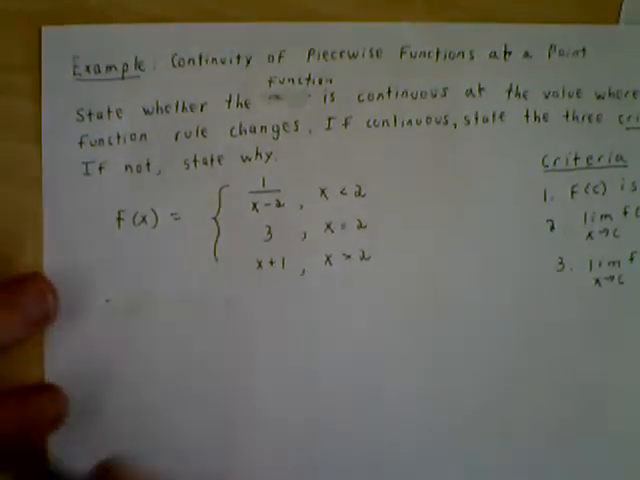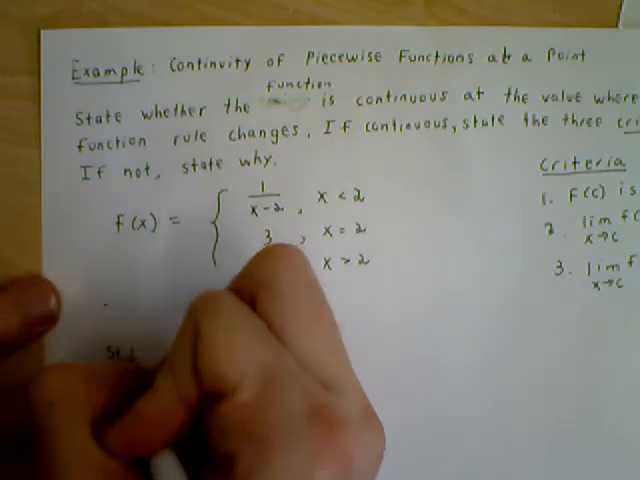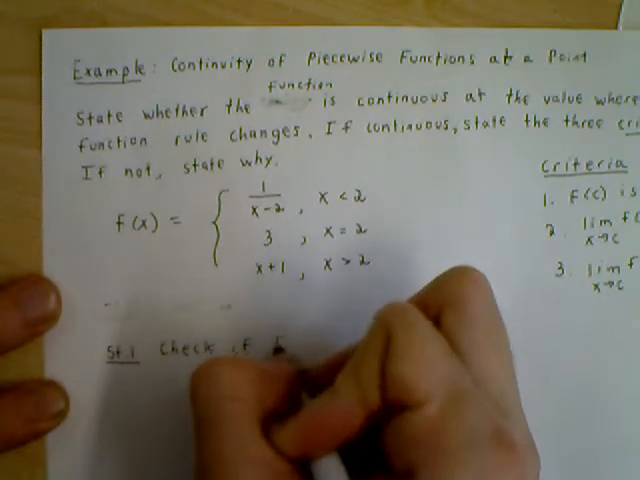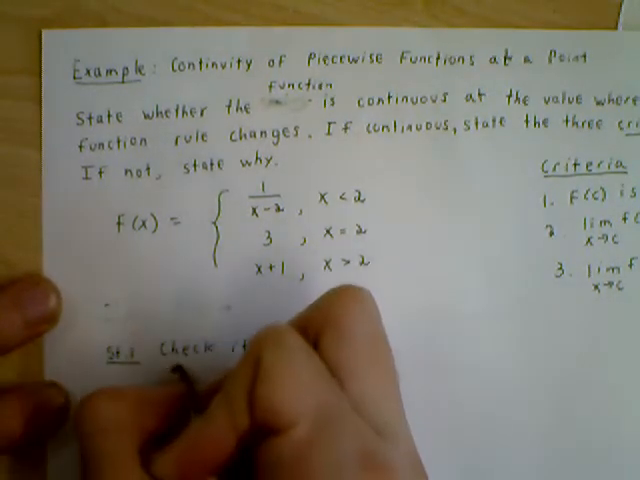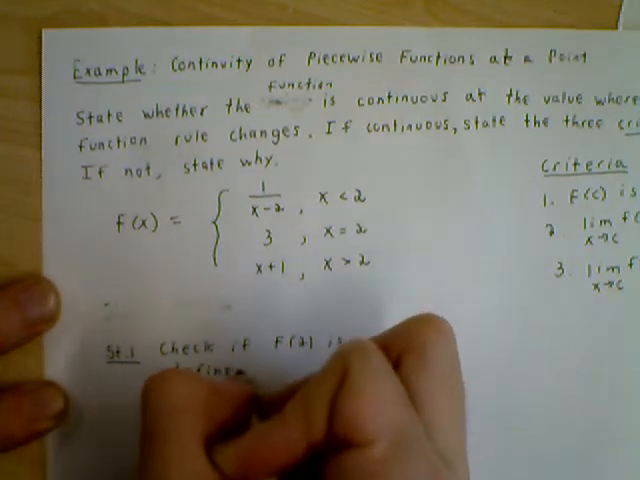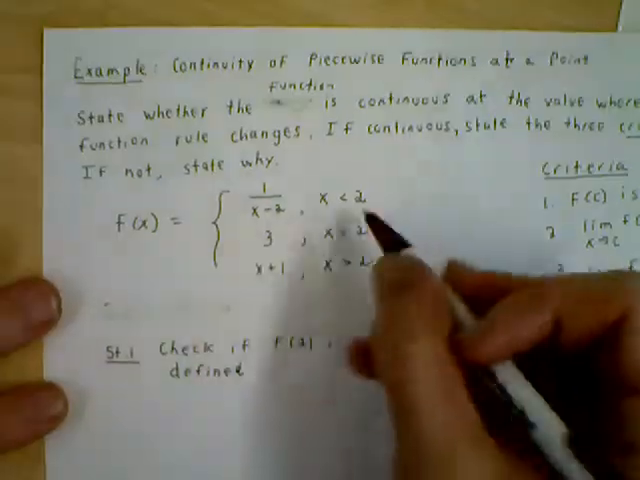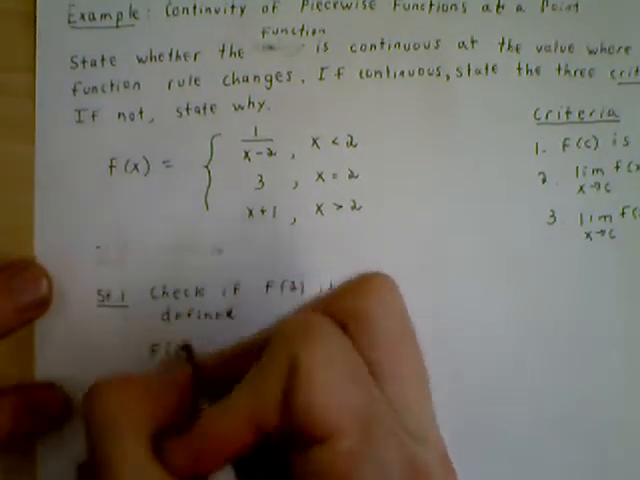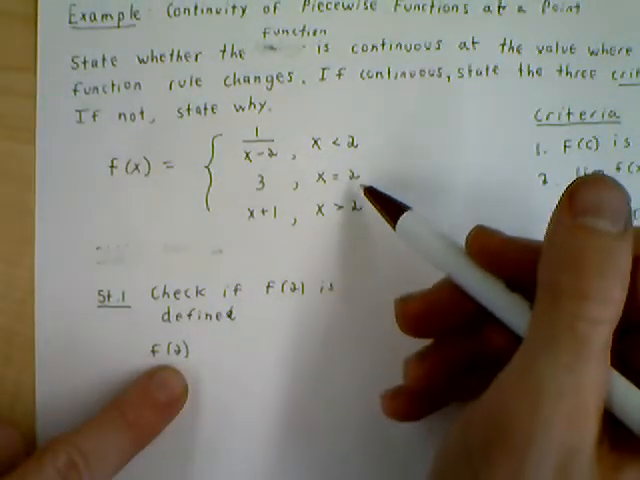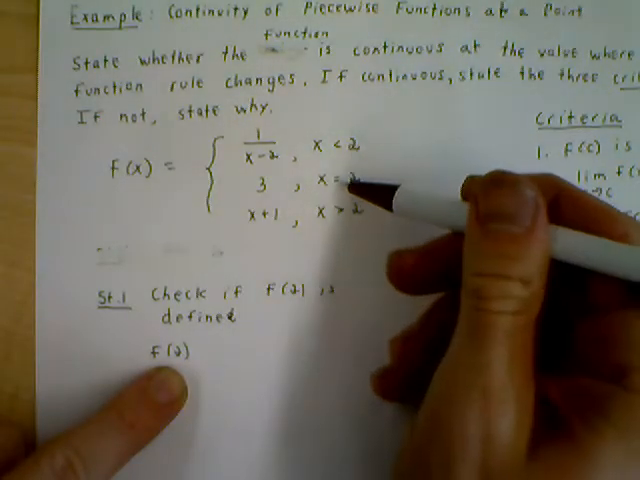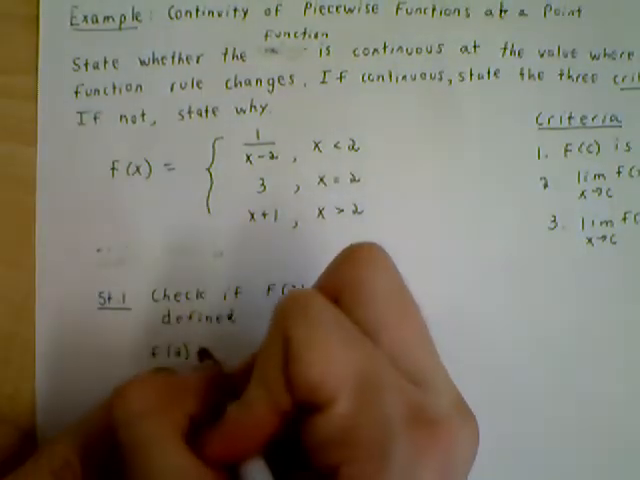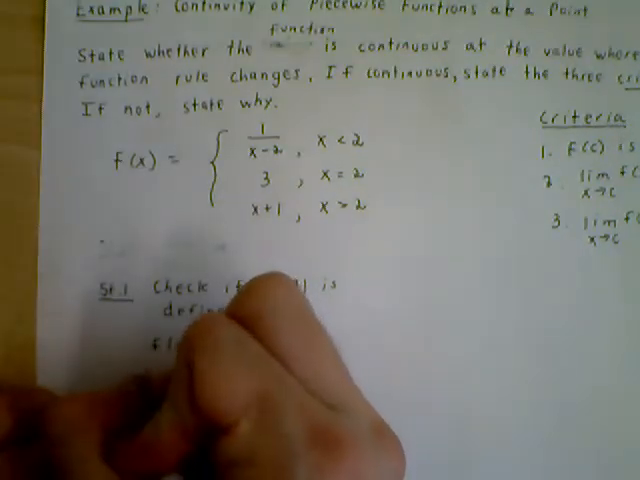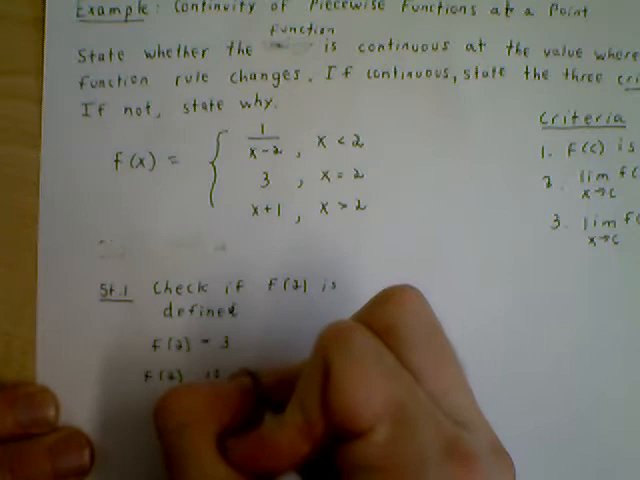So to start, for this function, for our first step, we're going to check if f of c is defined. Now, notice I didn't write f of c. I wrote f of 2 because that's the value we're looking at, where it changes. So for f of 2, I'm going to take my x value 2 and plug it in. When x is equal to 2, y is equal to 3. So f of 2 is equal to 3. That's a defined value. So I can say f of 2 is defined.